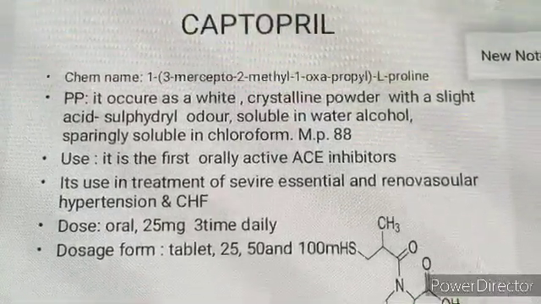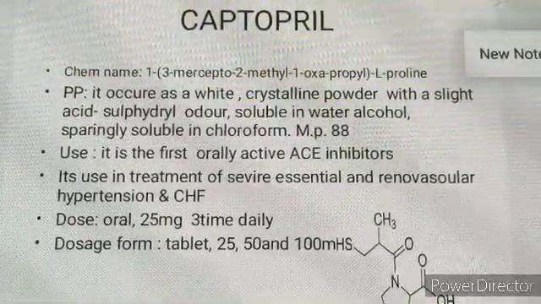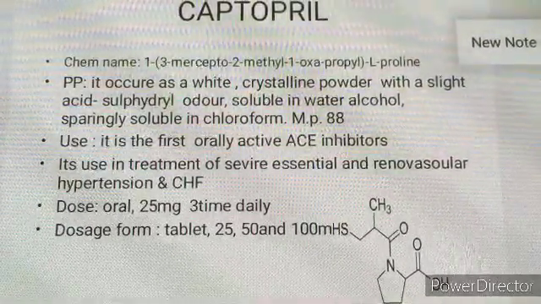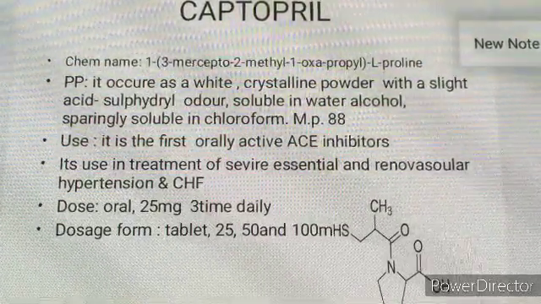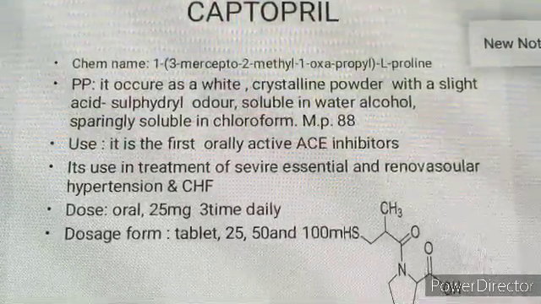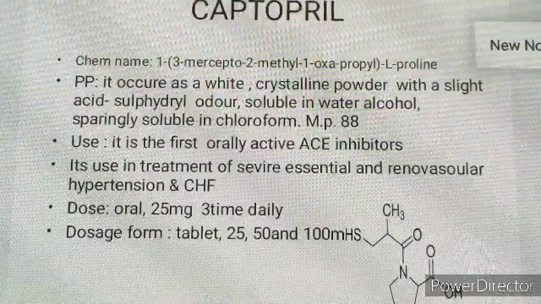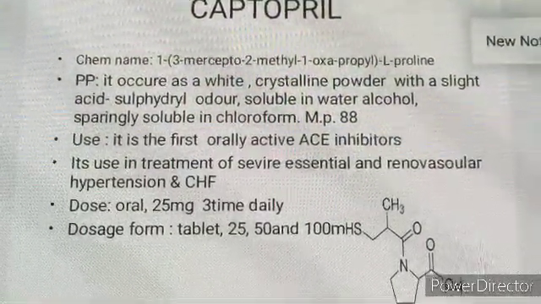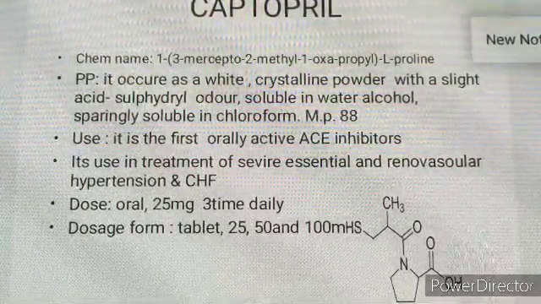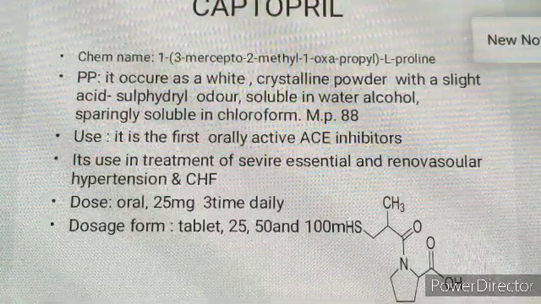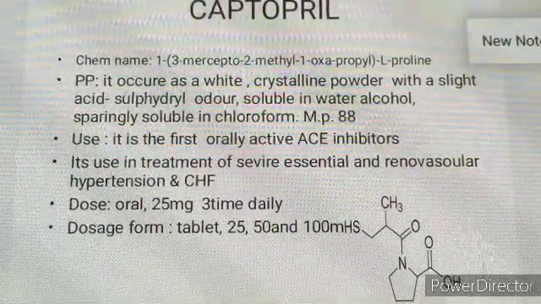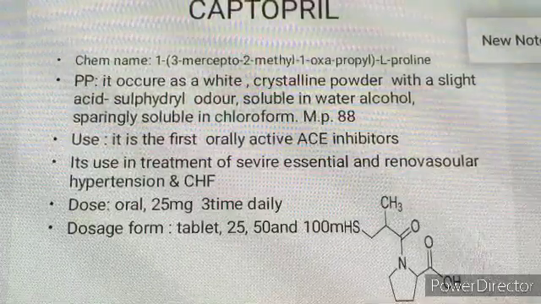Then we talk about captopril. These are the ACE inhibitors. The structure, it is 1-(3-mercapto-2-methyl-1-oxopropyl)-L-proline. This is a white or crystalline powder with a slight sulfide odor, soluble in water, alcohol, sparingly soluble in chloroform. The melting point is 88. This is the first orally active ACE inhibitor, and this is used in the treatment of severe essential and renovascular hypertension and CHF. The dosage is 25 milligrams orally 3 times a day. The dosage forms are tablets 25, 50 and 100 milligrams.